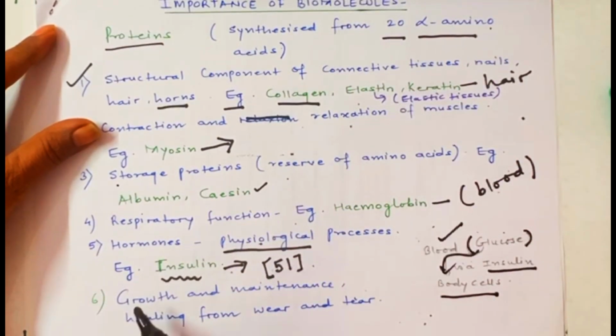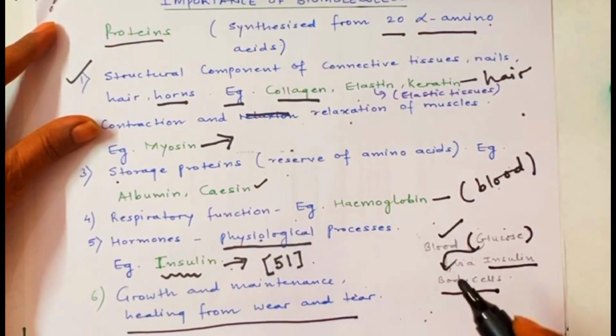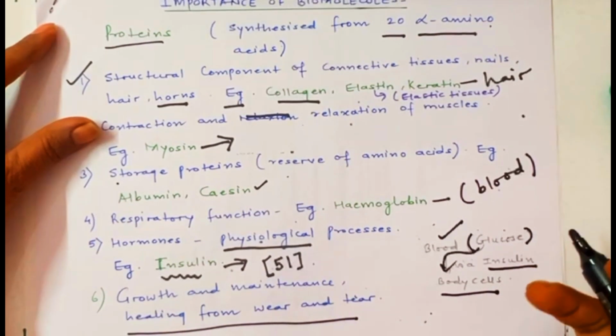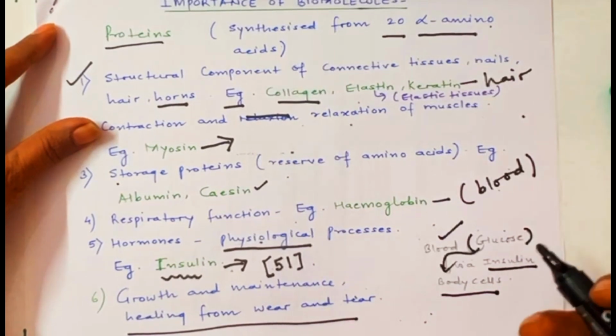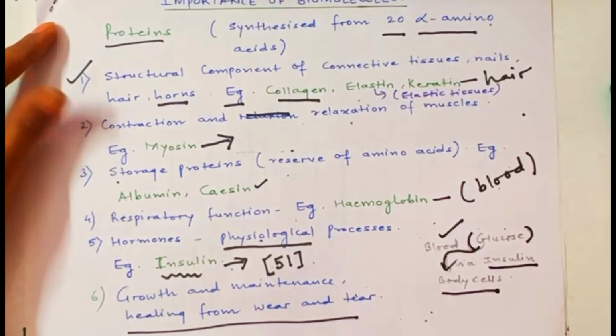And the last function of proteins is growth and maintenance, and healing from wear and tear. That means the cells are dying, their life is getting over, and new cells have to be formed. So the function of proteins will be growth and maintenance.